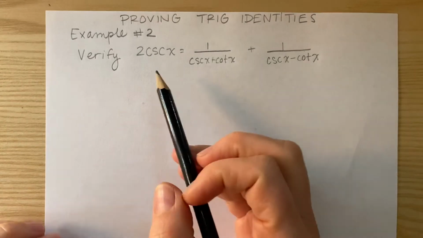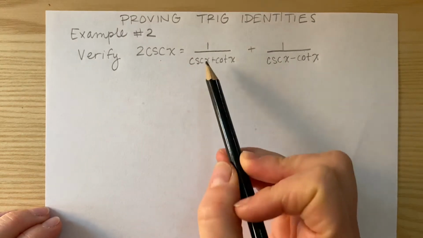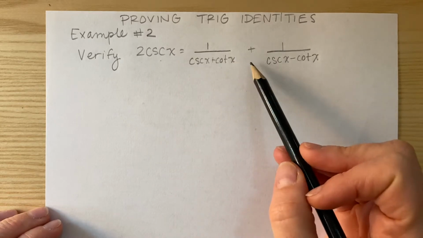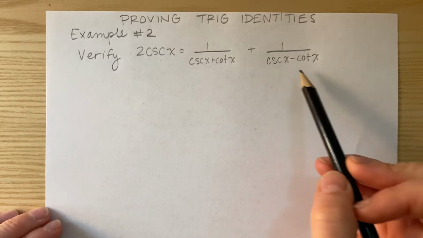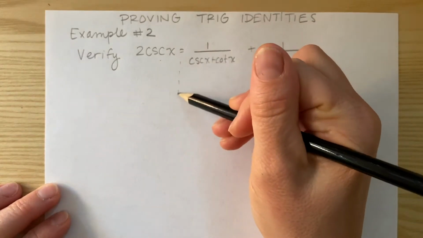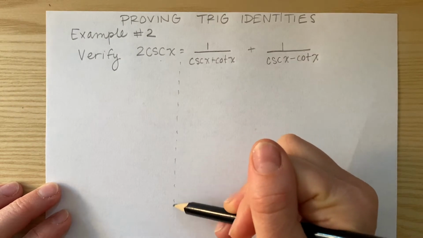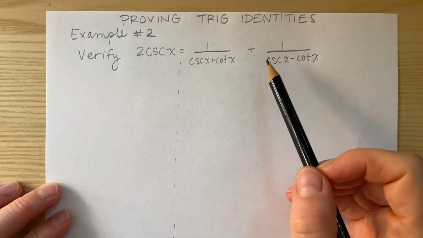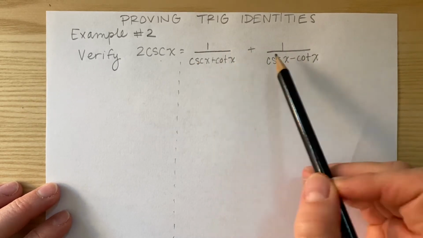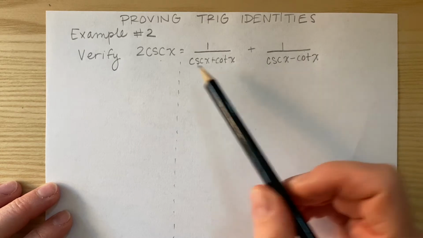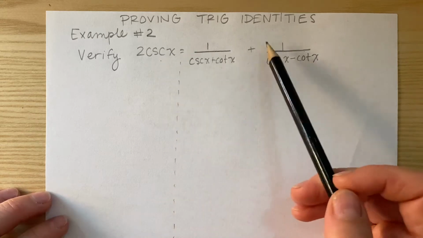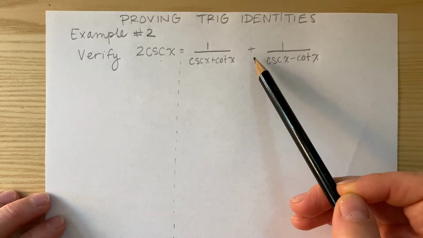So if we're trying to verify that 2 times the cosecant of x is equal to 1 over cosecant plus cotangent plus 1 over cosecant x minus cotangent x. When we prove trig identities, we always choose to work with just one side, and usually we take the more complicated side. So if I look at this, there's stuff I could do. I could add these fractions. Here, there's not a ton to do. So I'm going to choose this side and work with it.